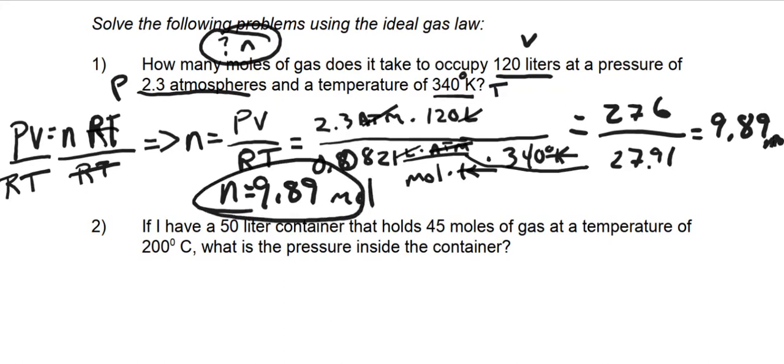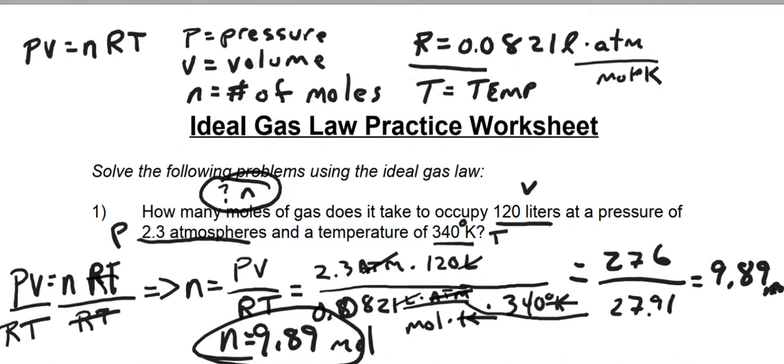Ta-da! There you are. So that's how you rework the formula. Remember, you start with PV equals nRT, P equals pressure, V equals volume, N equals the number of moles, R equals the gas constant of 0.0821 liters times atmosphere divided by moles times Kelvin. T equals temperature. And then you rework the formula to whatever you need and you fill it in.